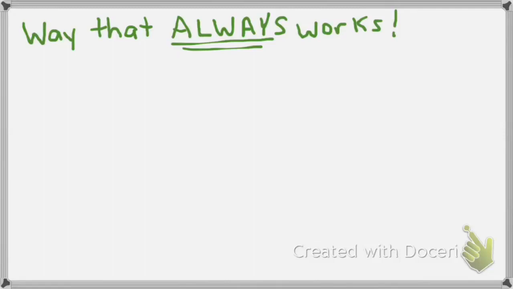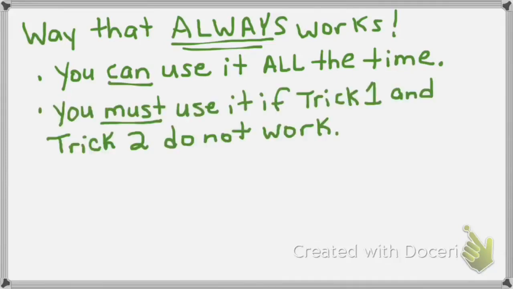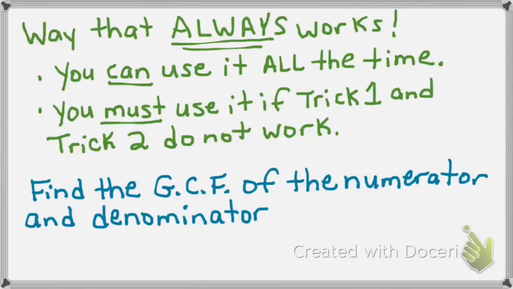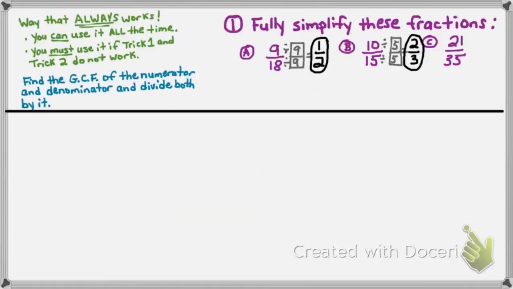So this next way that I'm going to show you is the way that always works. You can use it all the time if you like to, and you must use it if trick number 1 and trick number 2 don't work. So as we learned in Pkt B lesson 1, you find the GCF of both the numerator and the denominator. And once you find that GCF, you divide both the numerator and denominator by it to get the simplified fraction. So we were not able to solve letter C with either of the lazy man tricks. Therefore, we're going to follow this way that always works. Let's write down C, 21/35. This is the way that always works. You can use it all the time.